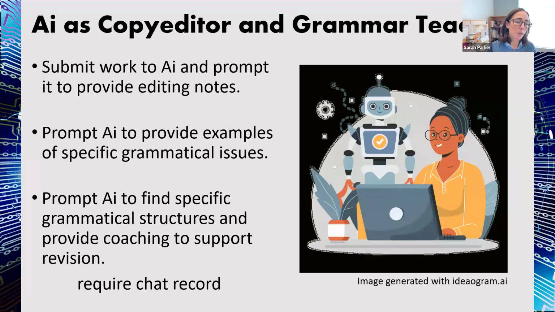I think the second bullet point is a really good one. If you know that students have repeated error patterns, ask AI to provide examples of the specific grammatical issues that they're noticing. So you could say, hey, Chat, I'm going to give you my essay. Could you identify what patterns of error you're noticing and help me fix those?